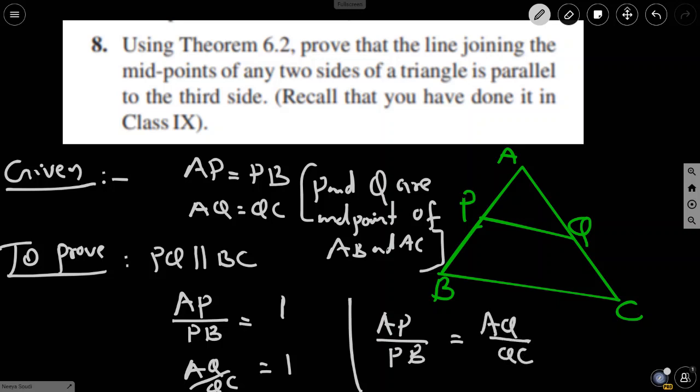So by using the converse of basic proportionality theorem, we will get PQ parallel BC. You can write in brackets, by converse of BPT, okay, or by BPT, that's enough.